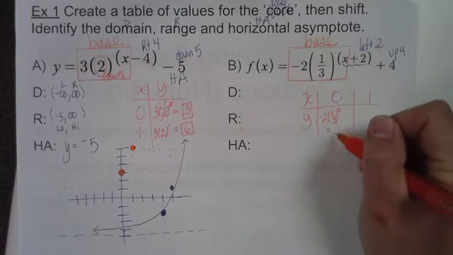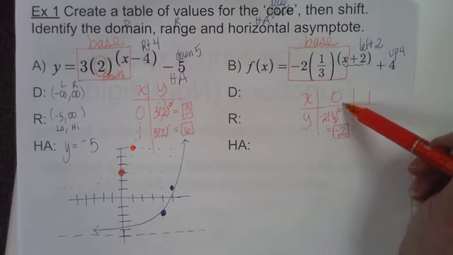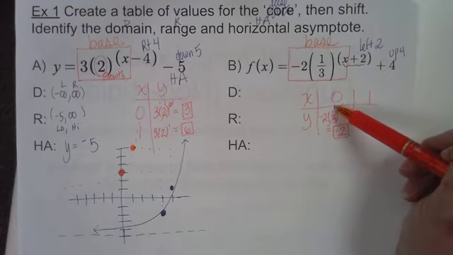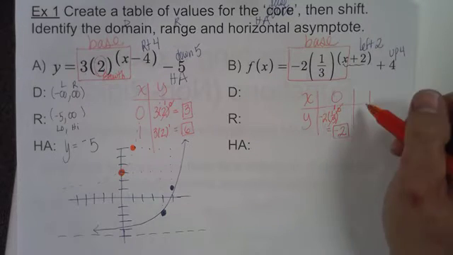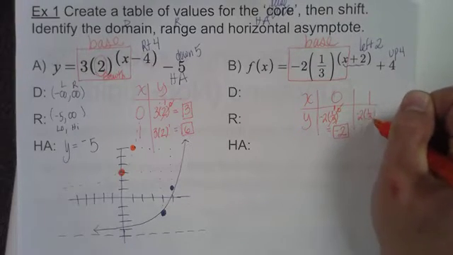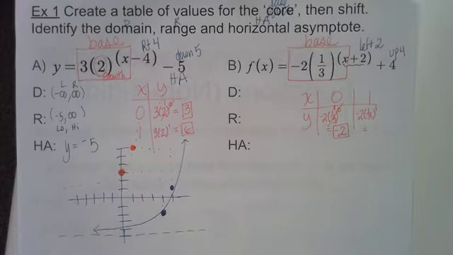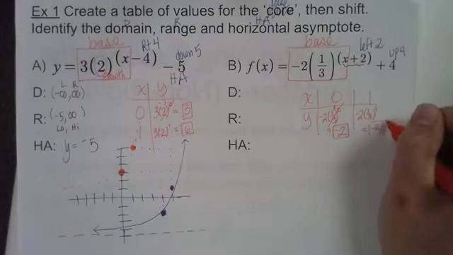All right, what is it? -2. Very good. 1/3 to the 0 is 1, and 1 times -2 is -2. If we plug in a 1 to our base here, -2 times 1/3 to the first. Take a second, write down what you think it is. All right, what do you think it is? Negative 2/3 is very good indeed.